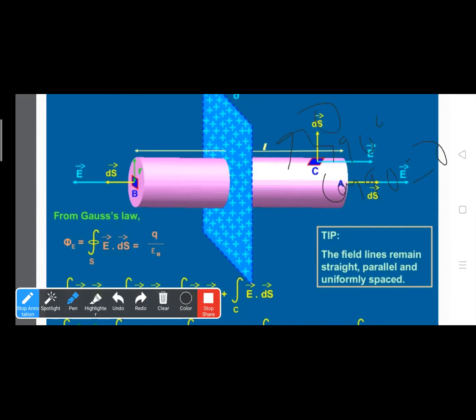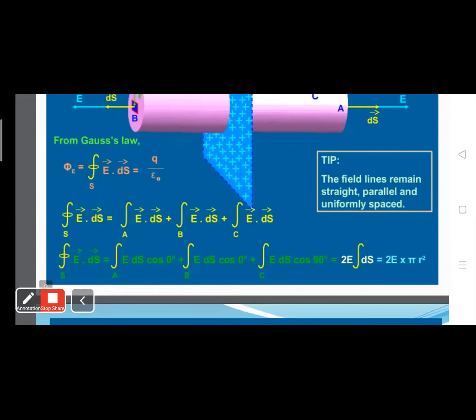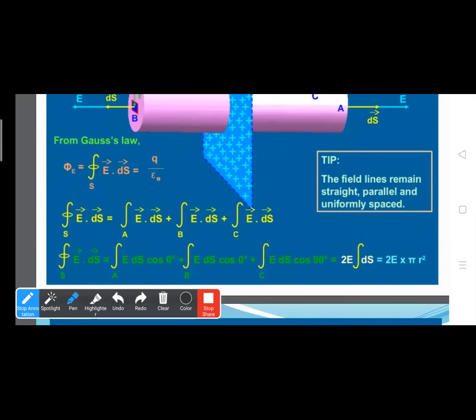Now applying Gauss theorem. We know what Gauss theorem is: the total flux passing through the surface is given by Q upon epsilon naught. So write this formula here. Phi E equals the surface integral of E dot dS equals Q upon epsilon naught. Call this equation number 1.